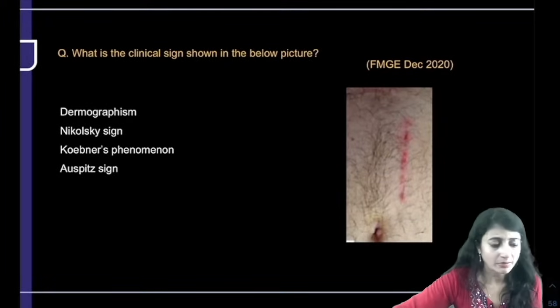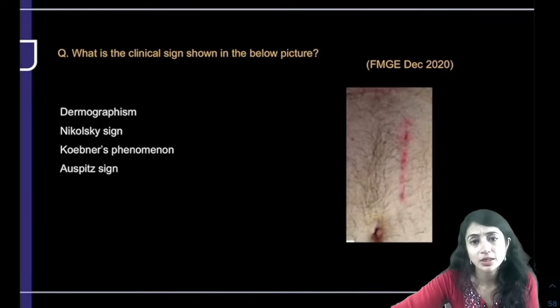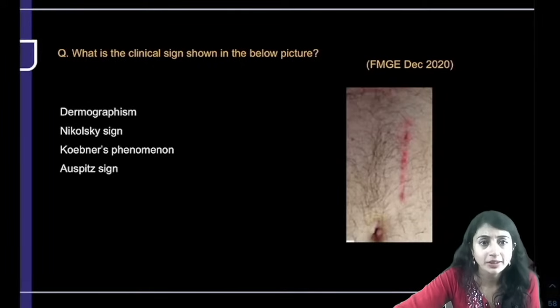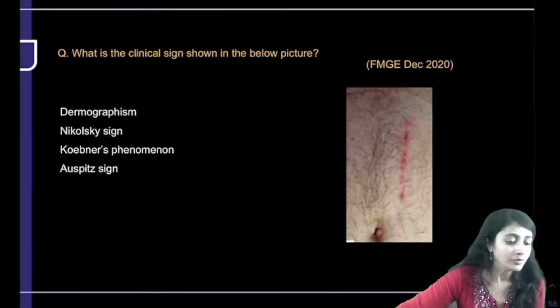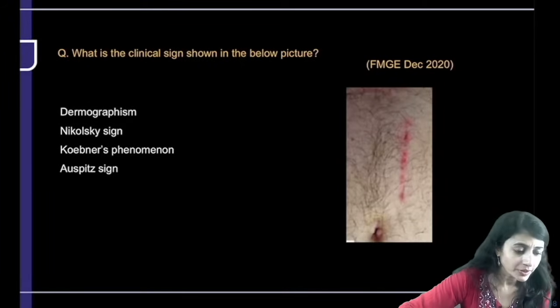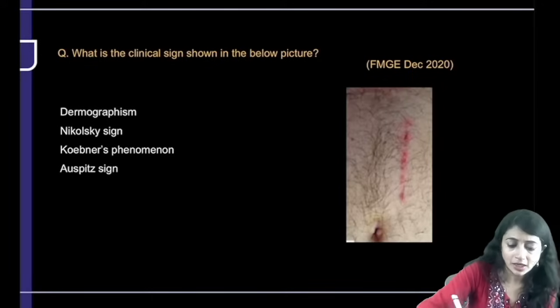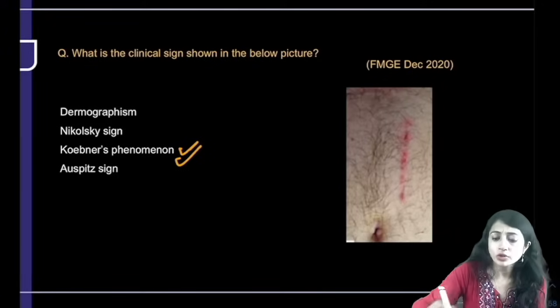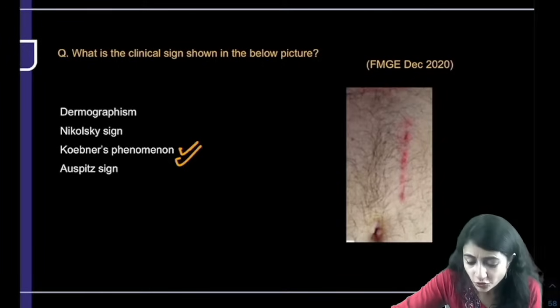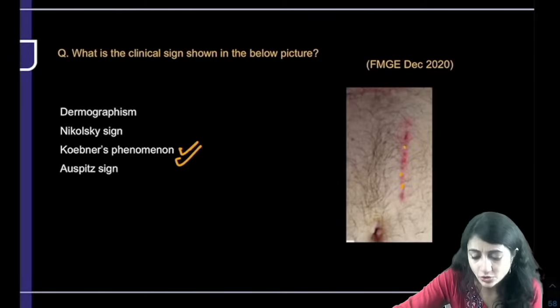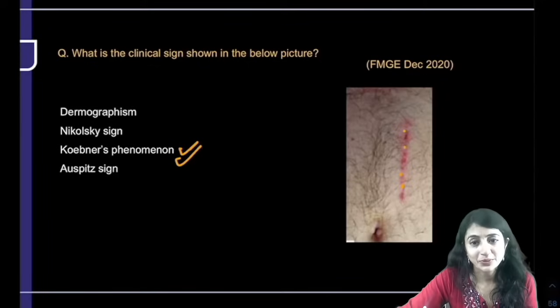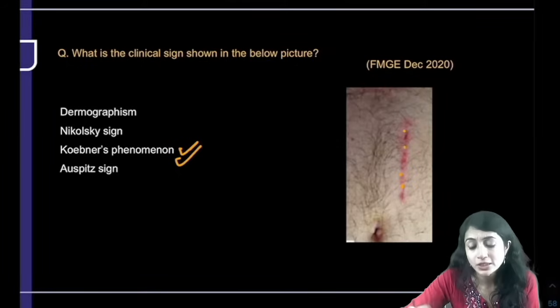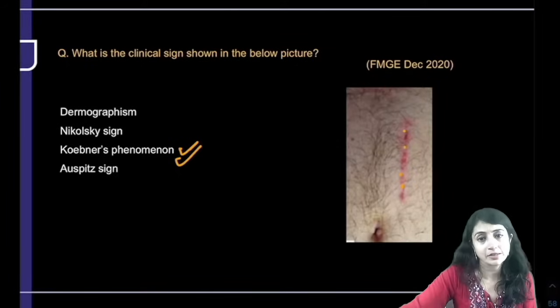Okay, I know this can be a bit confusing. The image is very well given. So let's see, what do you think? Yes, if this image is given, I will also mark Koebner's phenomena as the answer. Dermographism, remember, you will not see gaps like you see here. This is how I will differentiate dermographism from Koebner's if I was given exactly the same image.